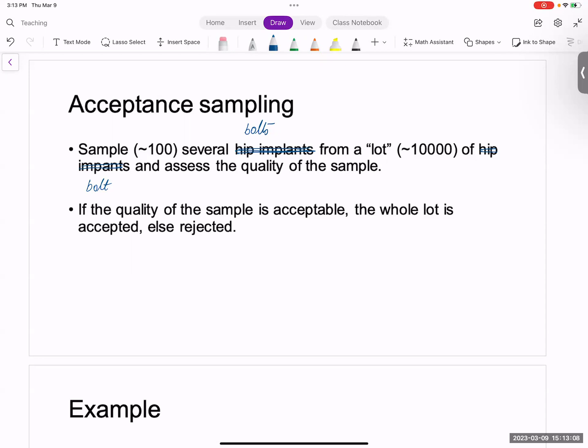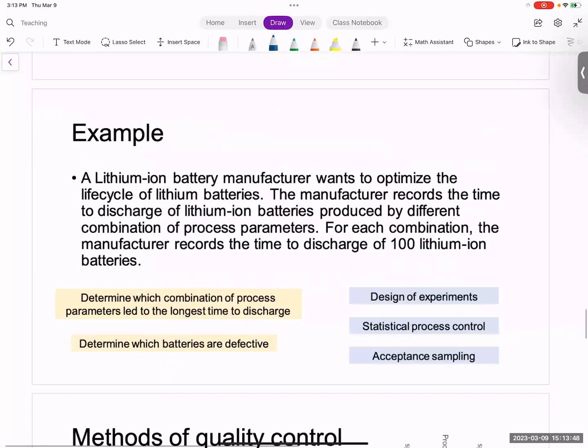All right, so again, to summarize, design of experiments is a method that allows you to identify the combination of process parameters that leads to the highest quality level. Once you have set up the process, this is where statistical process control comes into the picture. Statistical process control is about monitoring the quality levels to identify potential anomalies, and then you can take corrective actions. And acceptance sampling is where you take a small sample out of a big lot, and if this small sample meets the quality levels, then you accept the entire lot, or otherwise you reject it. Right? So take a look at an example here.